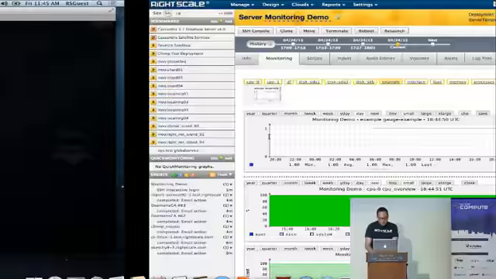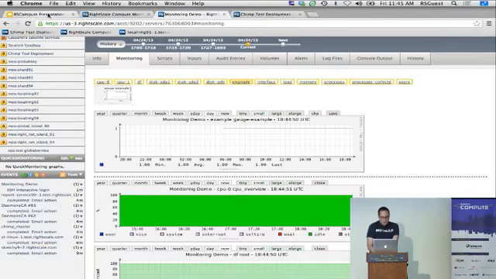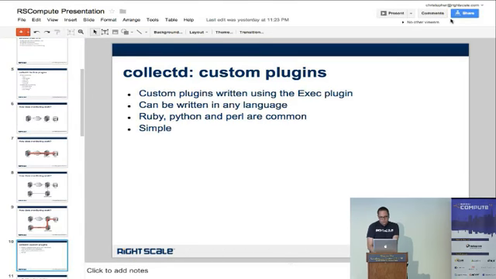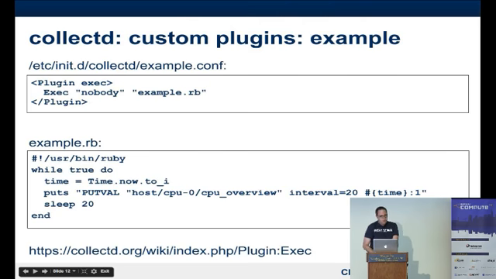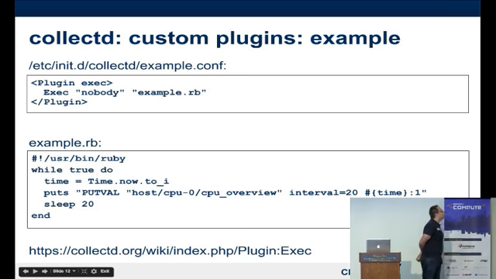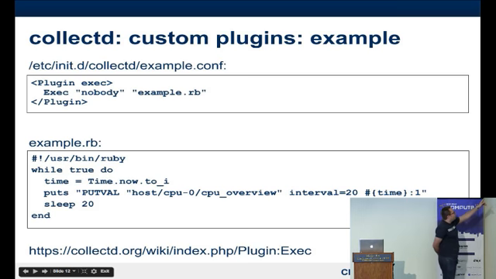Now, how do you actually tell it to run this plugin? Well, there's two parts to it. The first part is you've got to tell collectd to run it. So in a config file, and you could call it whatever you want in that collectd directory, you just tell it plugin exec needs to run as a user. We run it as nobody. Example.rb, that's the name of the script. That's all you have to do. And then there's your script. You're basically done.